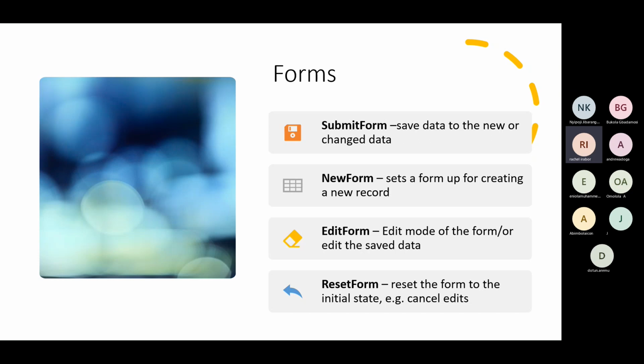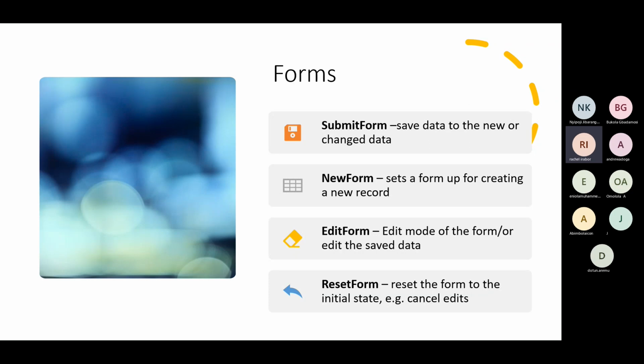Maybe you already have your data saved already, and you want to edit that data. So I can go back and change my email from rachelirabo@outlook.com to rachelirabo8@outlook.com and save my data into my table. Then the new form is used to set a form for creating a new record. Like the example I gave for submit form, I want to create a new record, so I can use my new form function to create it.